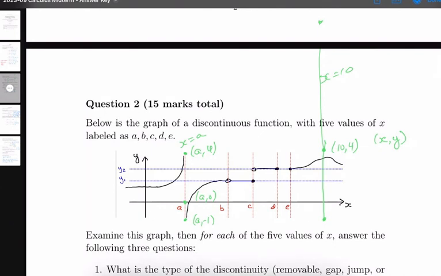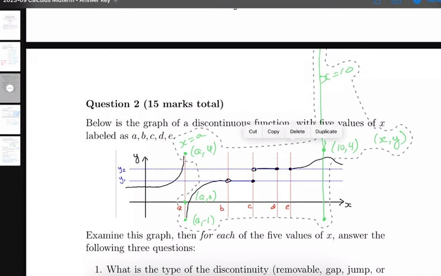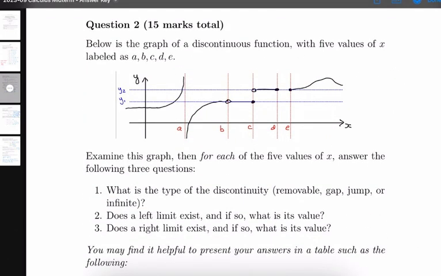So, I'll delete that one. Delete all these. So, let's go back to where it says 5 values of x labeled as A, B, C, D, E. Is it clear now what that means? And why there's a vertical line drawn at each of those? Okay. So read the next part here, Lana, if you will.